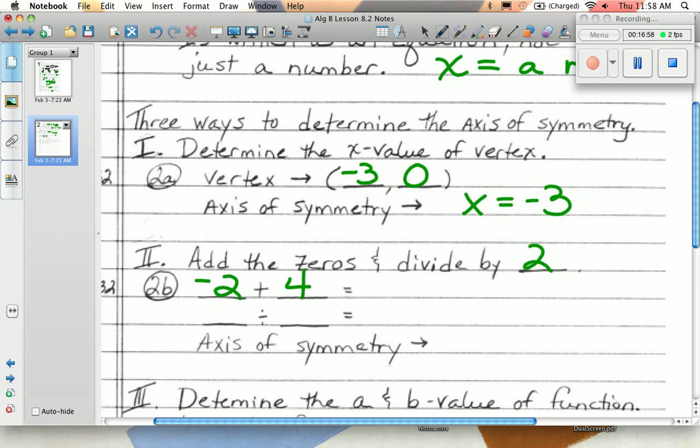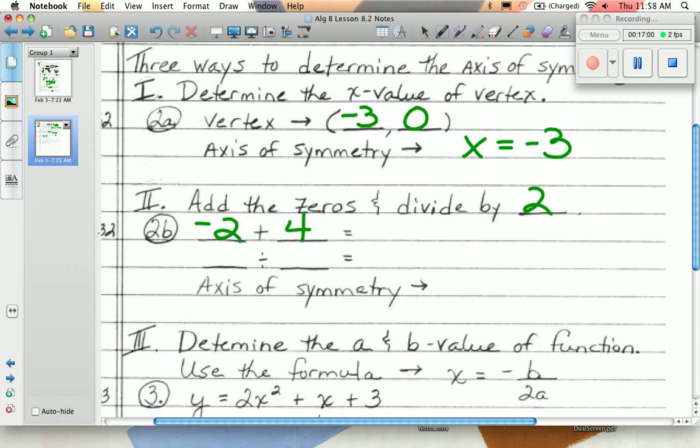Okay, so first thing we're going to do is add those together. What's -2 plus 4? 2. Now we take that sum and divide it by 2 to find halfway between, and it would be 1. So now we found halfway between the zeros, which should be where the vertex is, and remember, the vertex is on the line of symmetry.